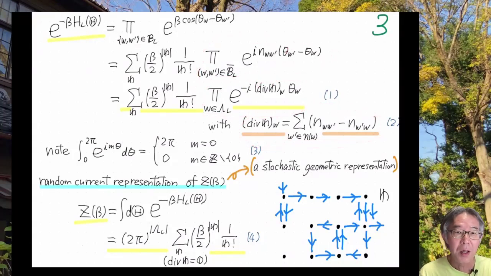Now this is just the Boltzmann factor, and we want to integrate over all theta, but this is very simple. The only thing we have to notice is this. Here m is an integer, and when we do this integration, the result is either 2 pi or 0.